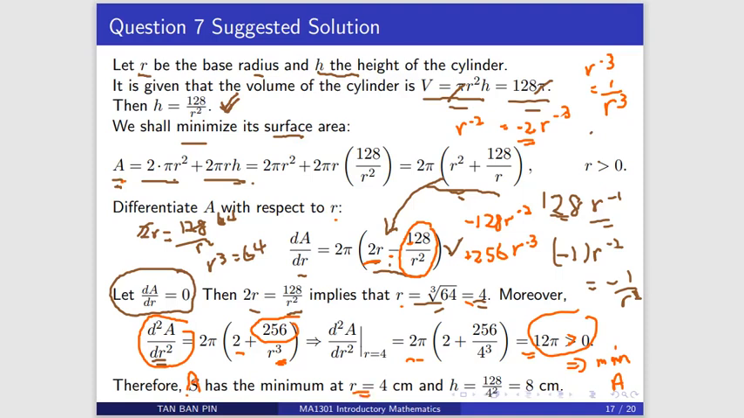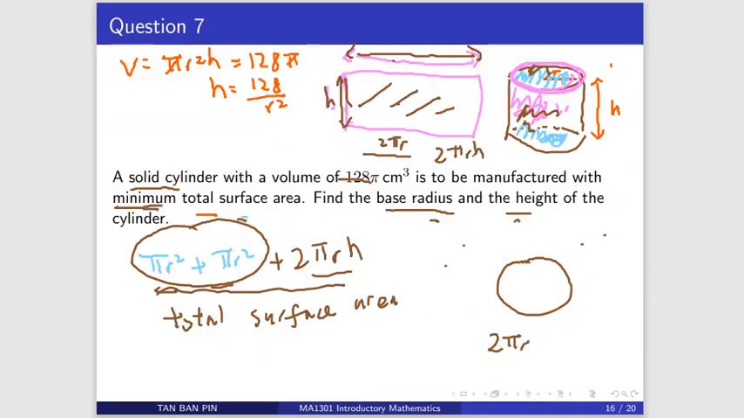I am using A, so here is a typo. The minimum area occurs when r is 4. Then for h, you substitute r as 4 here, and you get 8. So the minimum value of surface area occurs when r is 4 and h is 8. Which means the radius is 4 and the height is 8.